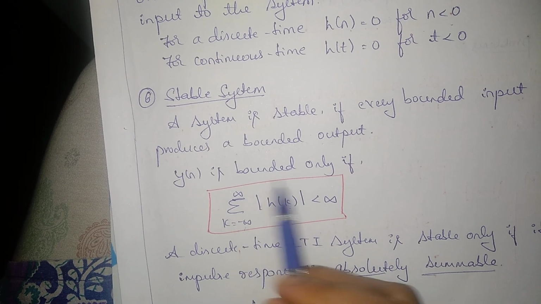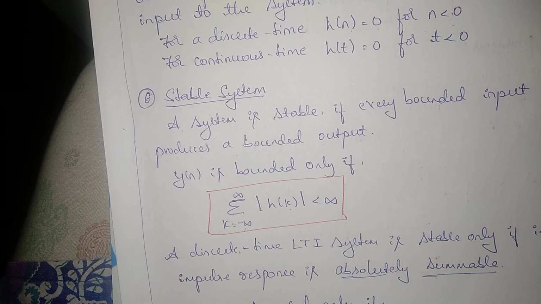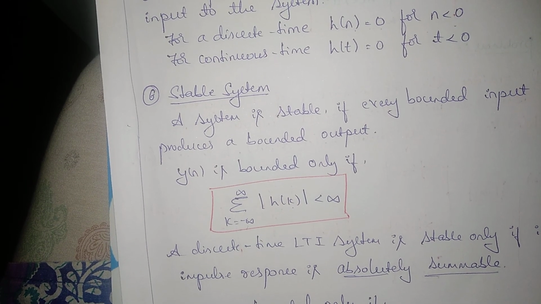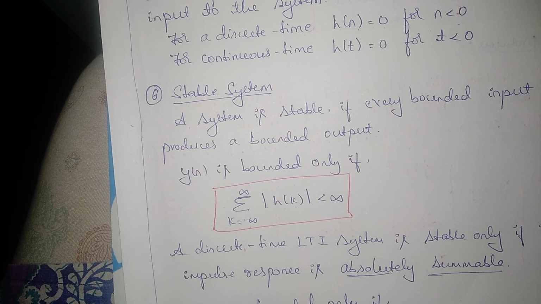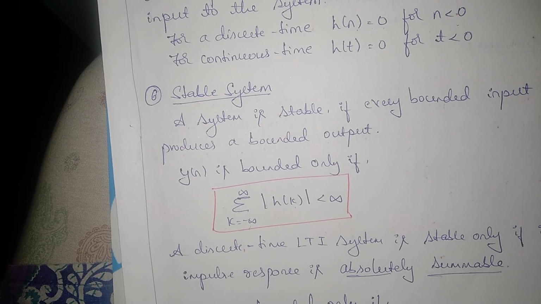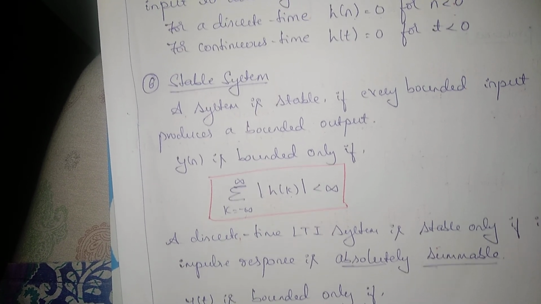This value should be summable and it should be less than infinity. So absolutely summable, that means these h of k values should be absolutely summable and those values should be less than infinity. That time we can say that the system is stable.